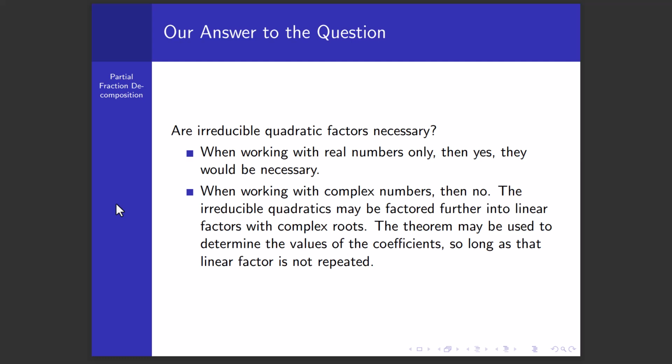So are irreducible quadratic factors necessary? Well, when you're working with real numbers only, then yes, they would be necessary. But when working with complex number systems, then no, they're not exactly necessary. The irreducible quadratics may be factored further into linear factors with complex roots. The theorem may be used to determine the values of the coefficients so long as that linear factor is not repeated.